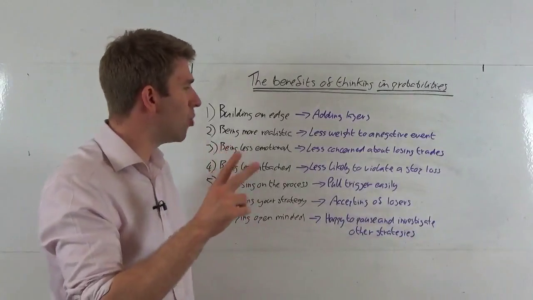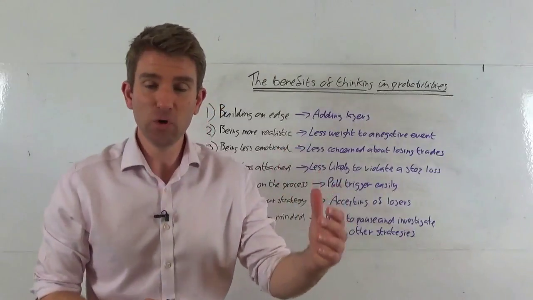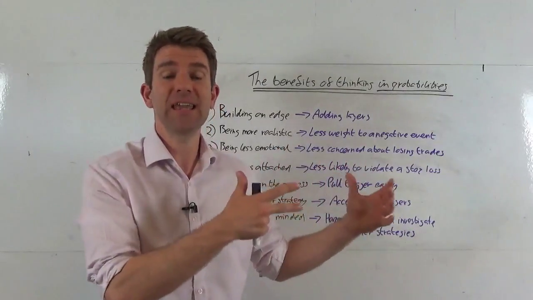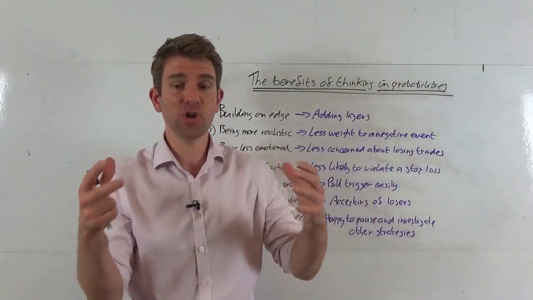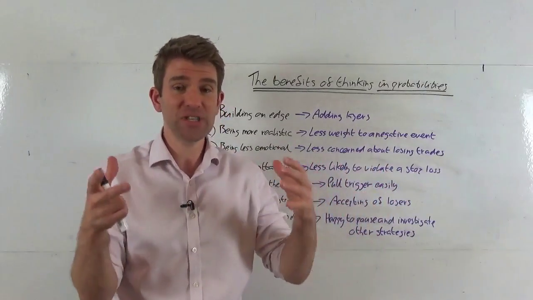Number 2, being more realistic. So you put less weight on a negative event. If you have a losing trade, you're like, hey, well, it's a probabilities game. Yeah, I may have a 70% chance of success here. That still means a 30% chance of a losing trade. This is just in that 30%.